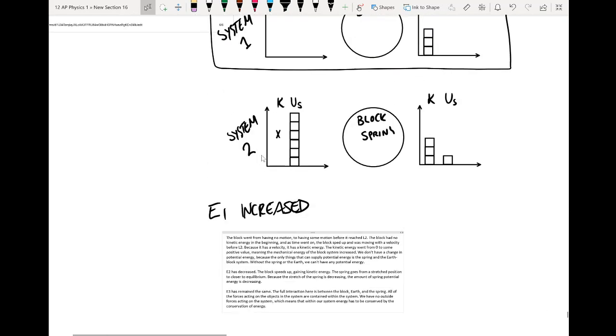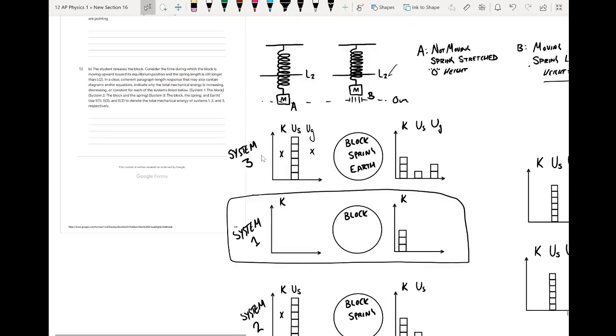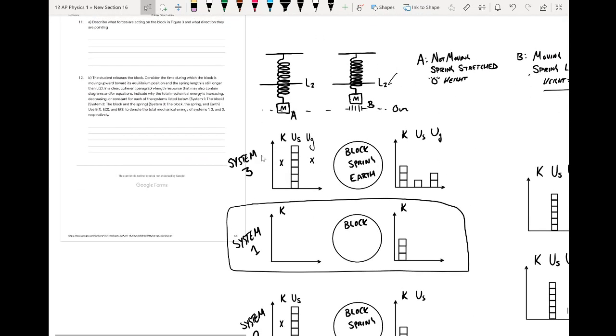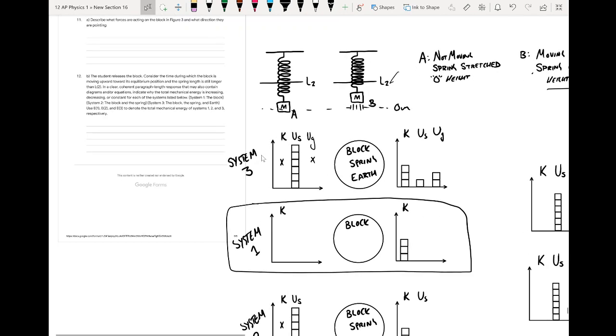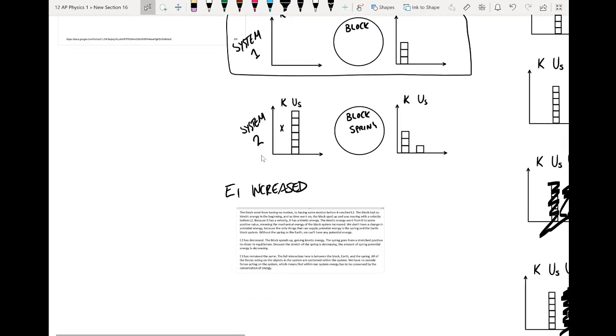So this last one is just saying, oh, well, we're dealing with the whole system. We have no external forces. We know that work occurs when an external force acts on our system, but here we have no external forces acting on our system, so energy has to be conserved.